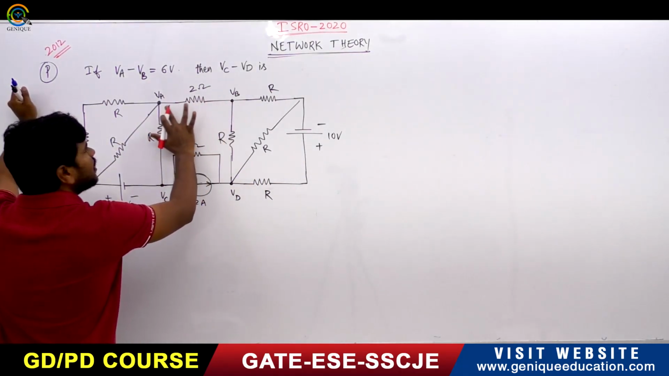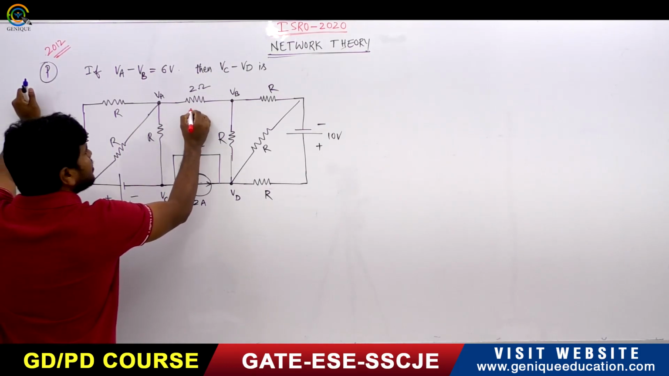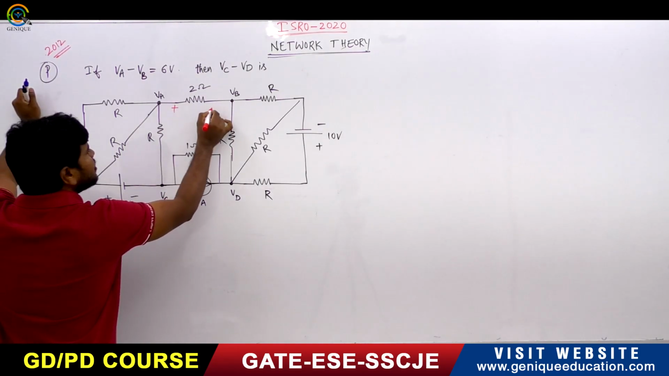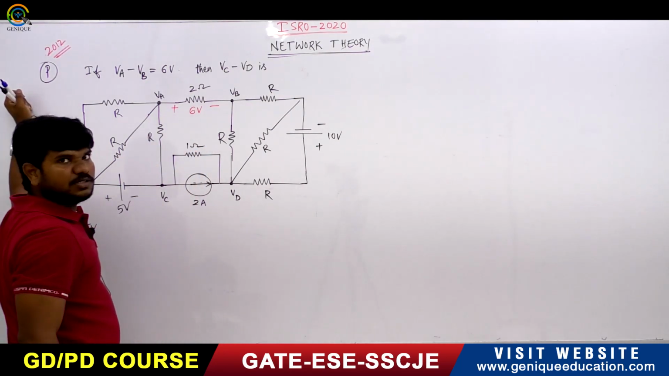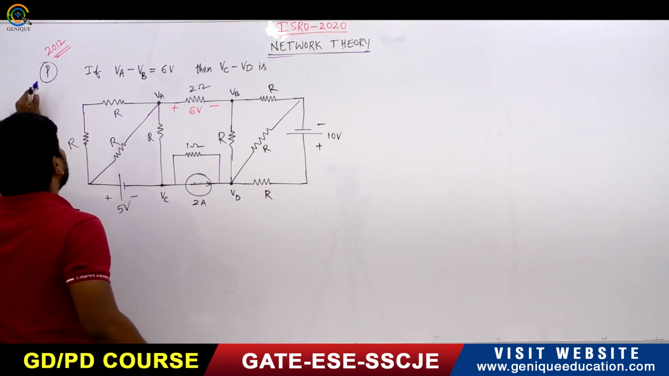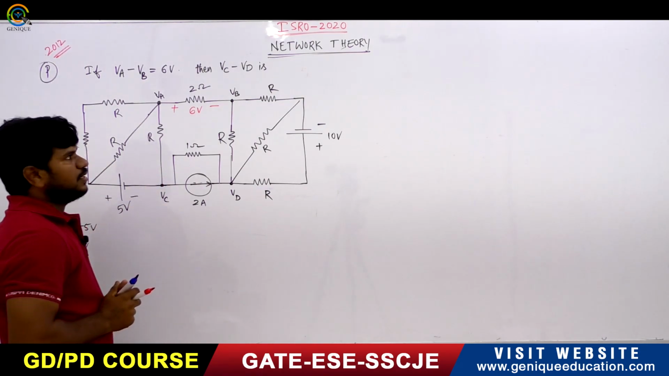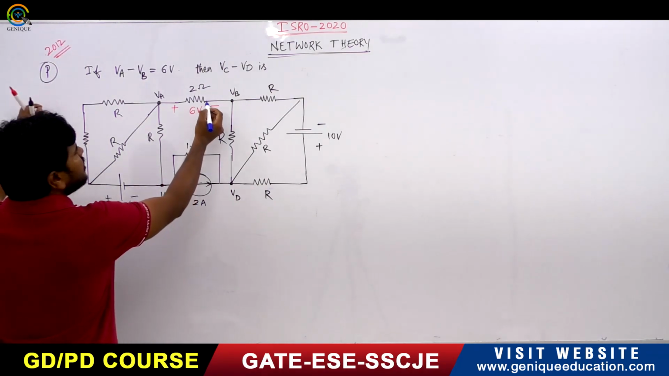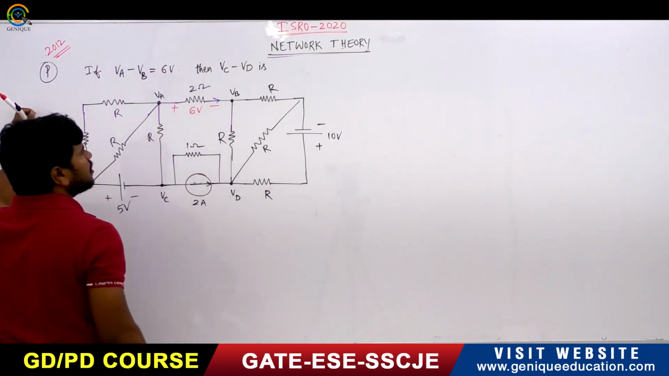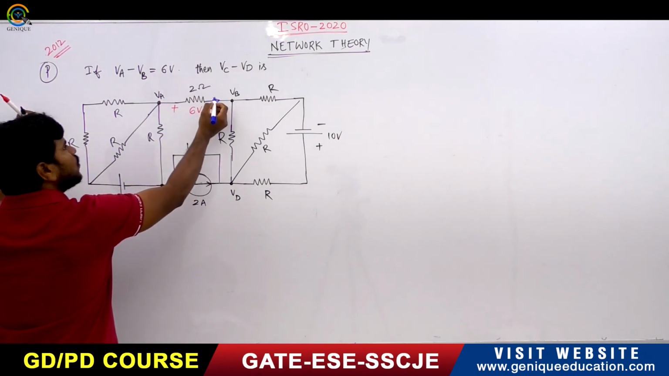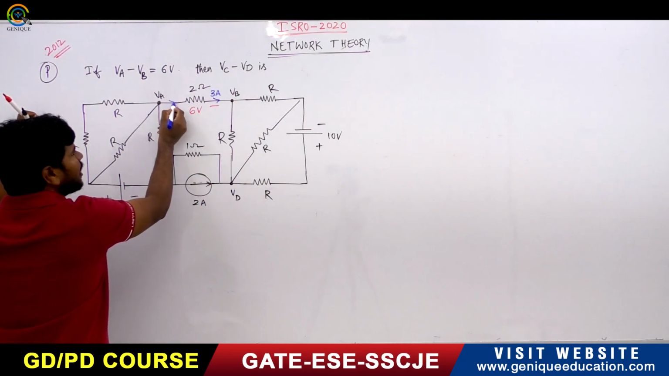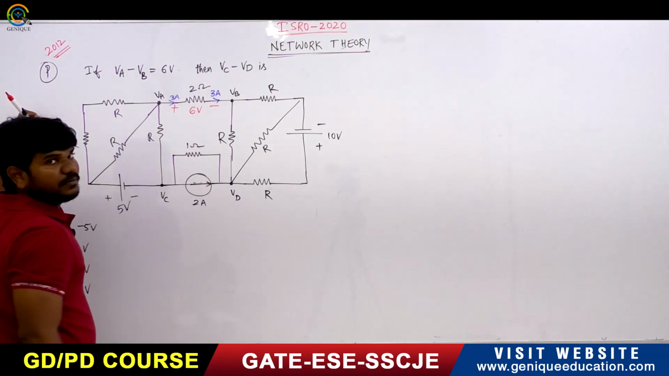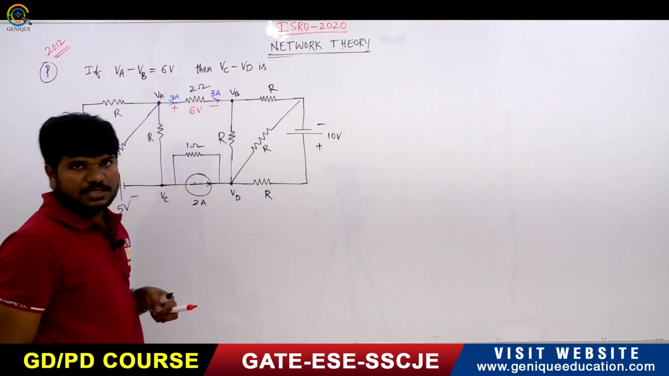That means the voltage between these two is 6 volts, plus and minus. VA minus VB is 6 volts, right? Now what will be the current in this branch? 6 divided by 2, it is 3 amperes. So the 3 amperes current is coming like this.